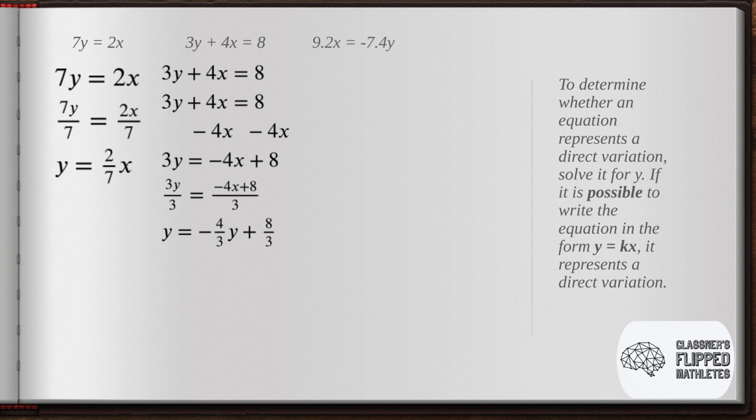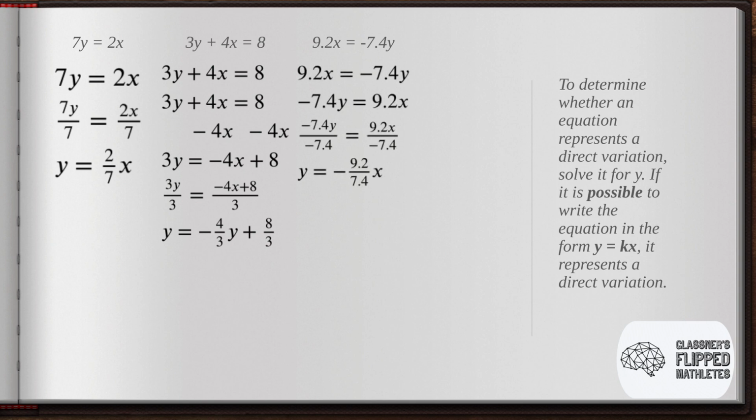9.2x equals negative 7.4y. I'm going to just switch the sides to make our lives a little bit easier, because then y is on the left, so we have negative 7.4y equals 9.2x. Divide both sides by negative 7.4. You get y equals negative 9.2 over 7.4 x. So that is your k value, and you have y equals kx. So it is possible to write that in this form, so it is a direct variation equation.